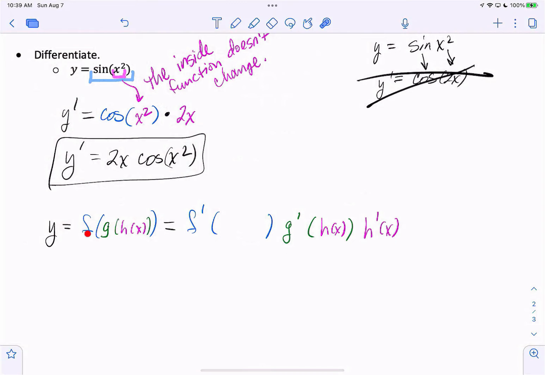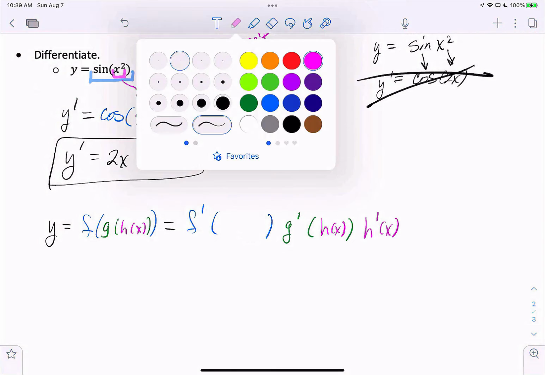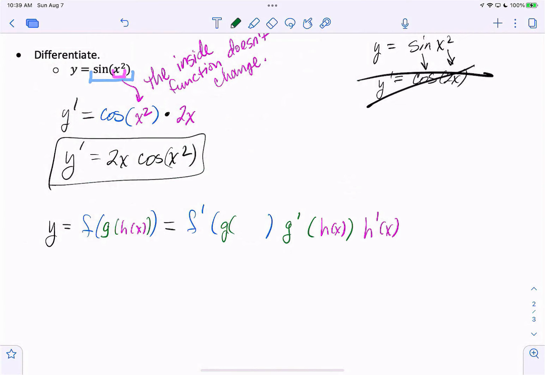What was f holding initially? G of h of x. F prime is then going to be holding g of h of x. And so what we have is a product of how each individual function is changing, multiplied together, and what each individual function had been holding doesn't change at all.